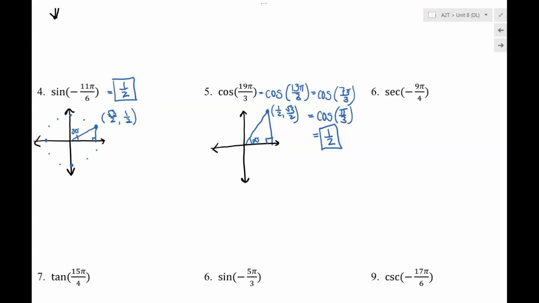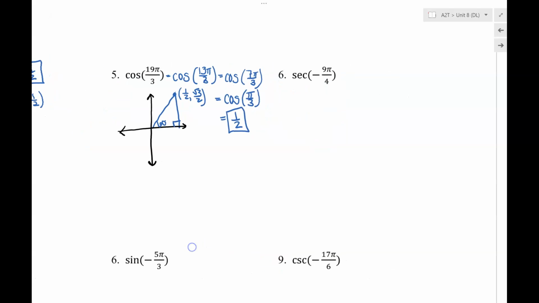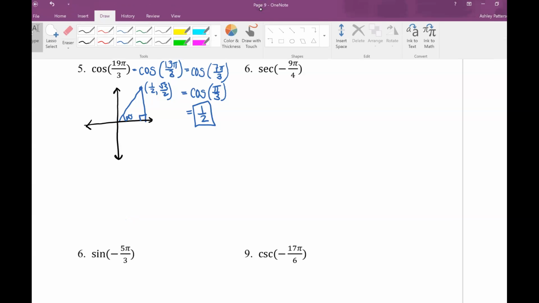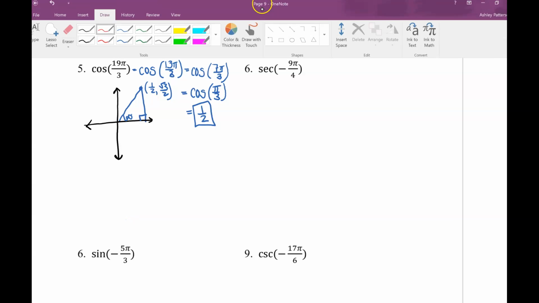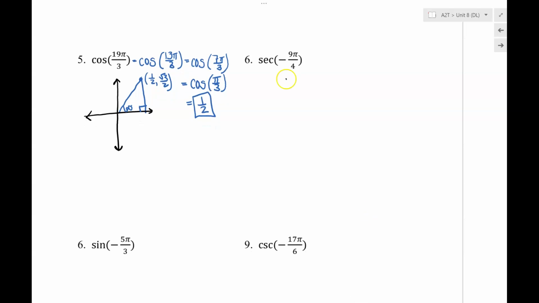I've been trying to match the colors with the angles. Bummer. All right. Secant is the reciprocal of cosine, and the denominator is 4, which means that it is a 45-degree reference angle. It's a negative rotation, so that means that we go clockwise instead of counterclockwise. And 9 pi over 4.